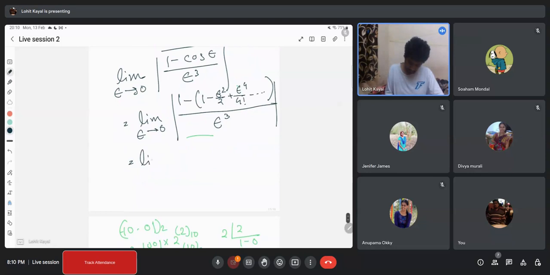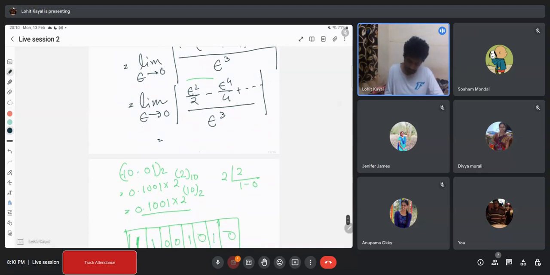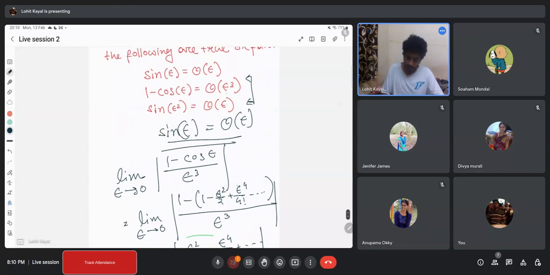So it is limit epsilon tends to 0, epsilon square by 2 minus epsilon to the power 4 by 4 plus dot dot dot by epsilon cube. You see that here is one epsilon, there will be one by epsilon term in the limit epsilon tends to 0. So its value will blow up to infinity. So there is no finite value available. So this is not a correct option. So 1 minus cosine epsilon is not of order epsilon cube.